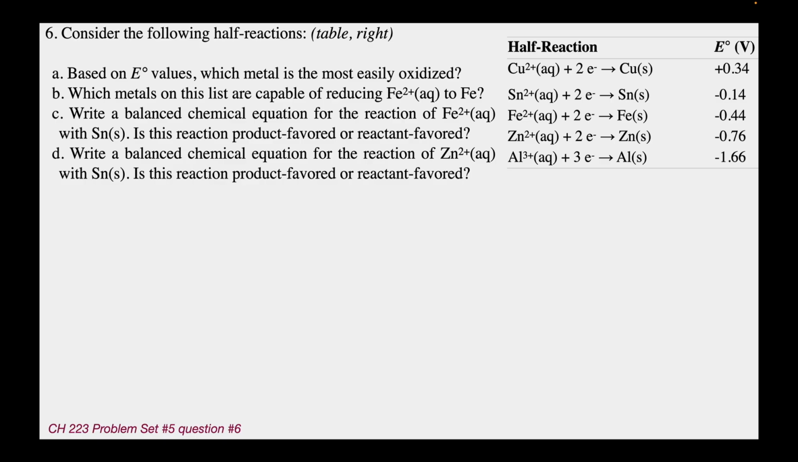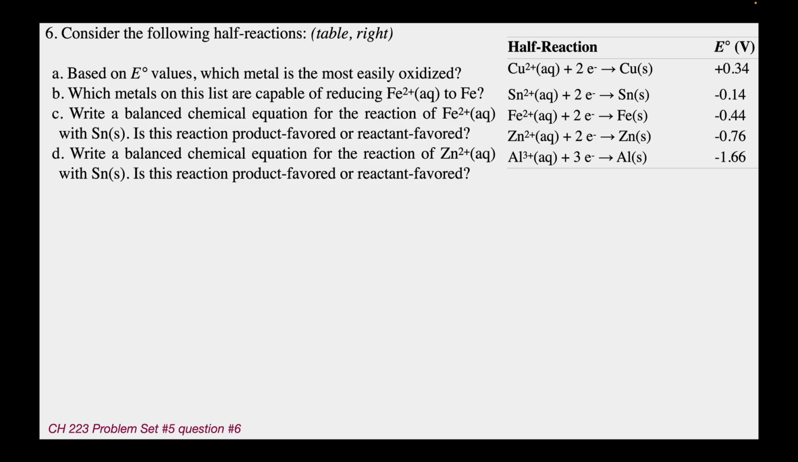In this problem, we're going to look at the value of having a good table of redox values. And a good table of redox values, in my opinion, has the E naught values listed from most positive to most negative. And you can see with this partial table there on the right, that's what we have.